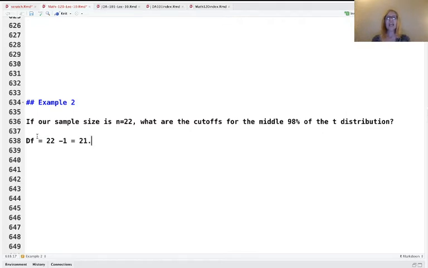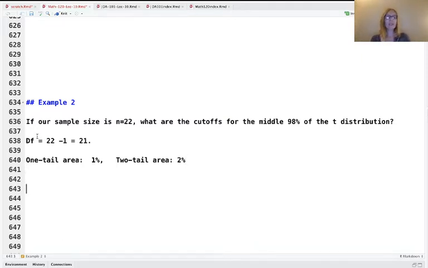We also need our tail area. The one tail area, if we've got 98% in the middle, that means there's 1% in each of the two tails. 1%, 98%, 1%, that's everything. One tail area is 1%, and I'm just going to put in here the two tail area is 2%. You don't need both of those. I just want to emphasize that they're totally the same thing.